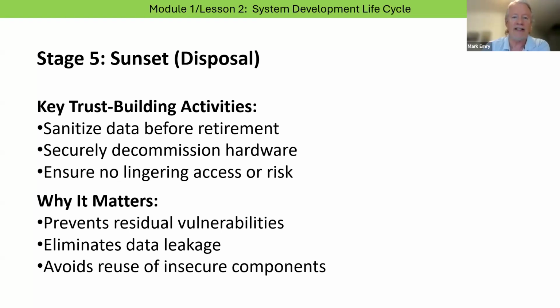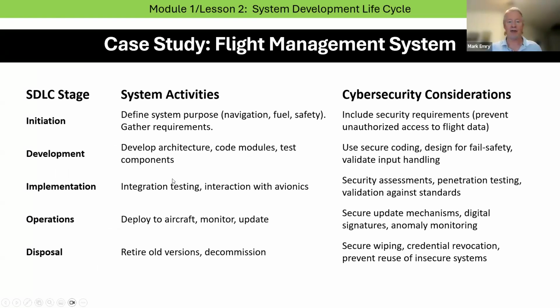So let's look at an example of how SDLC might be applied to the development of an airplane's flight management system, or an FMS. Here we see the stages and the system activities and the cybersecurity considerations in this stage. So in initiation, we want to define system purpose: manage flight navigation, fuel, and safety. We also need to gather high-level requirements from engineers, pilots, regulators, anybody else.